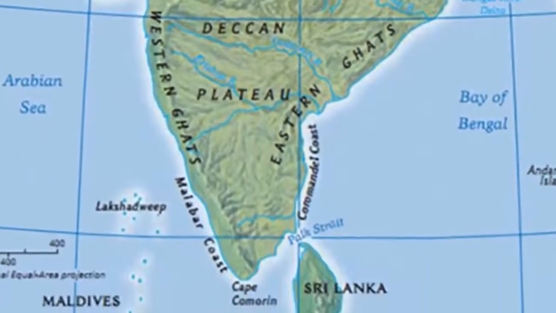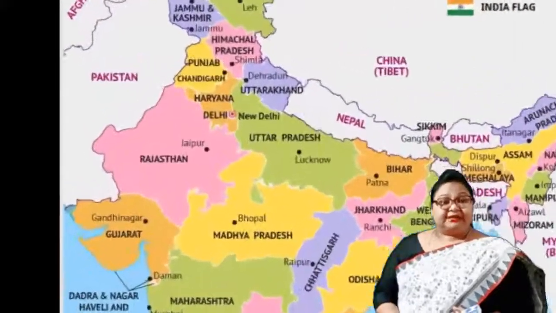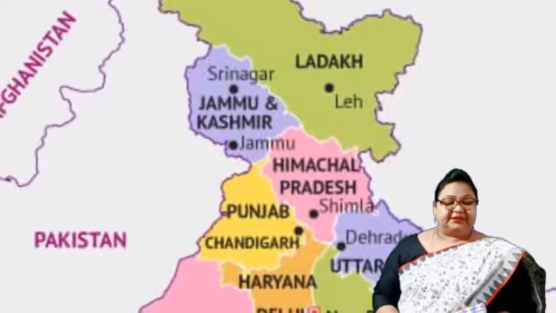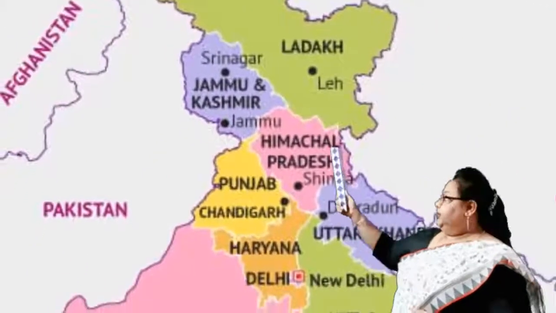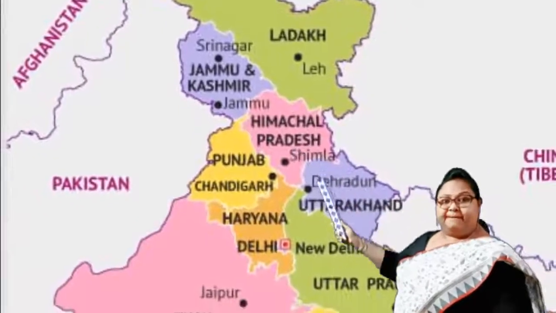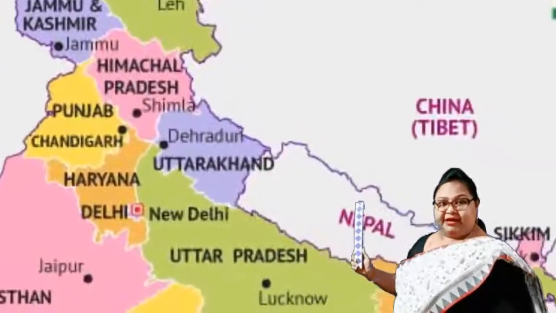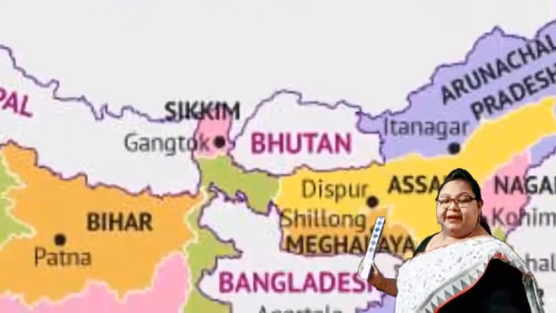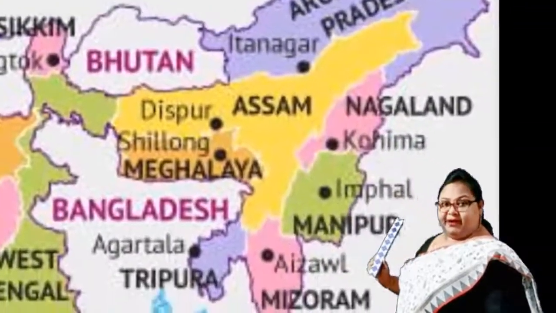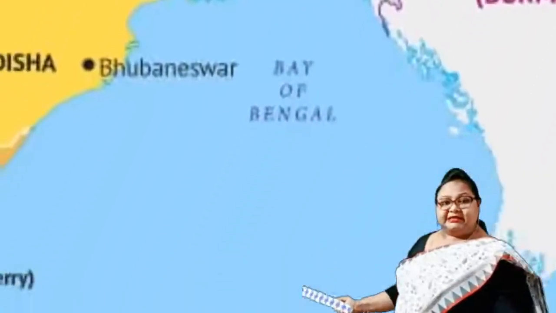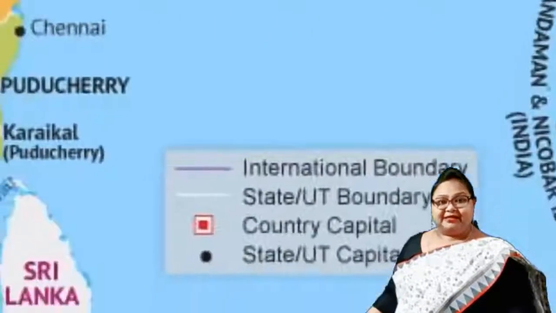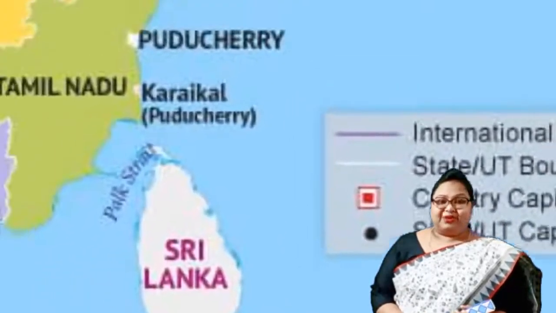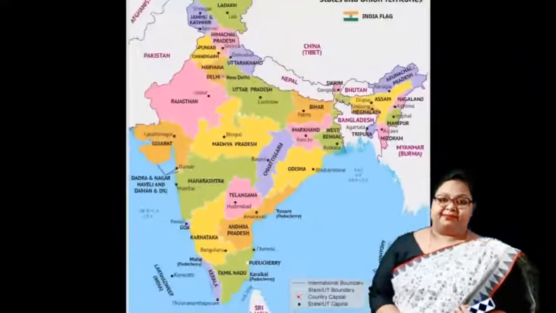India shares a common land boundary with the following countries: Afghanistan, Pakistan, China, Nepal, Bhutan, Bangladesh, Myanmar, and in the southern part it is connected by a narrow stretch of water, that is Palk Strait, to Sri Lanka.